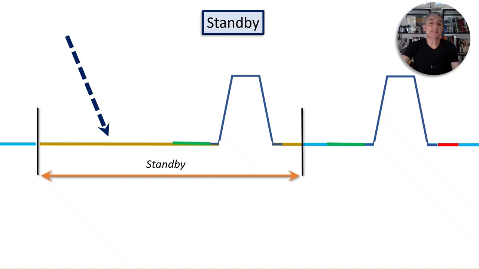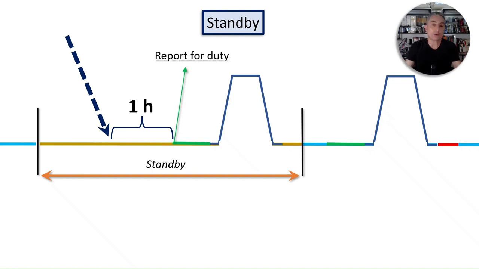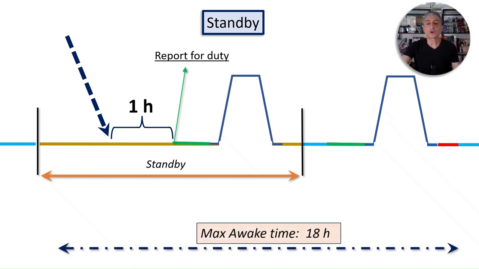But the moment we get this call, the minimum time that we have to report for duty is an hour. So from the moment they call you, you have an hour to arrive at the airport. But if they tell you, okay, no, you need to report for duty later on during the day after the standby is over, how much time can we work at this point? So there is a rule that is called the maximum awake time. The maximum awake time is 18 hours and includes everything: standby, the duty until the end of duty, above all if it's after the standby.